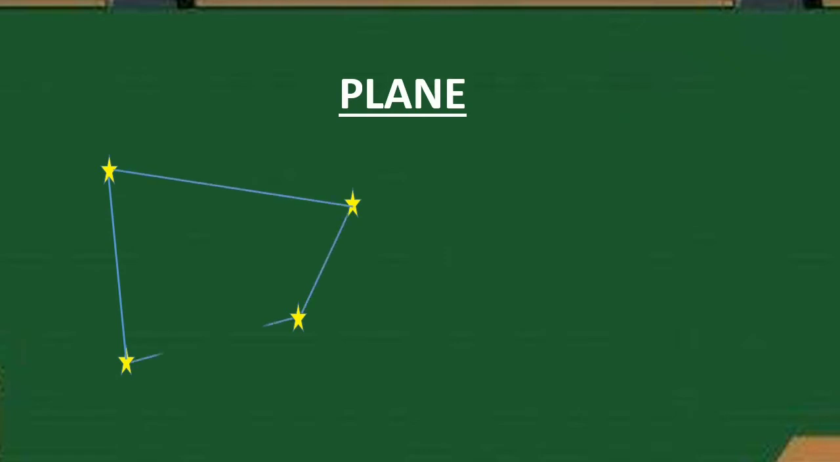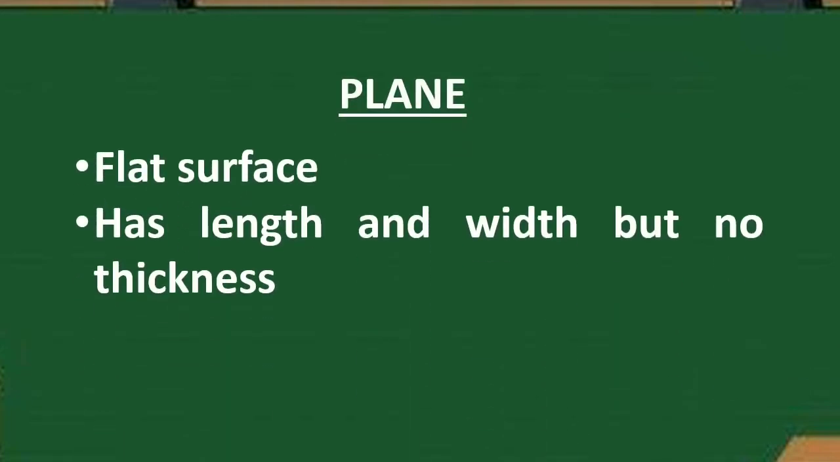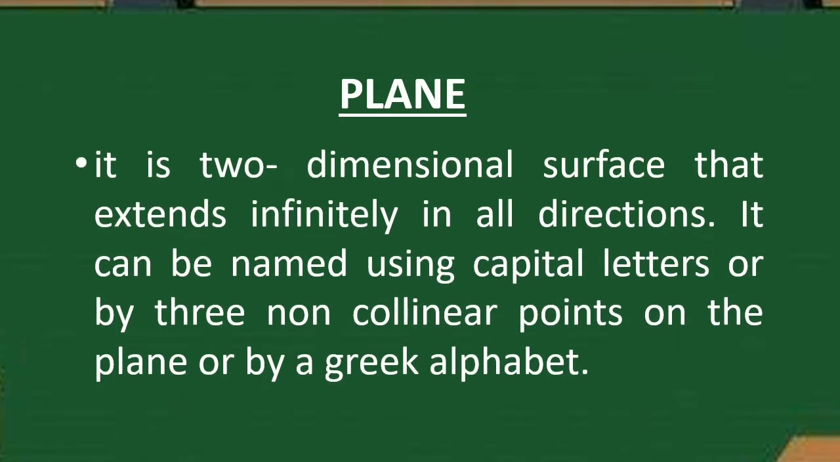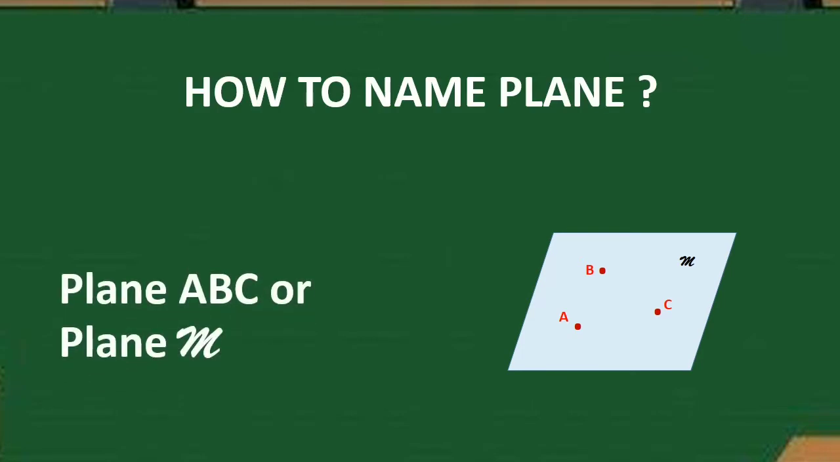And last but not the least, among the undefined terms in geometry is the plane. Let's go back to our previous example of a plane. If we connect the 4 stars, it can form a plane. So how do we define a plane? A plane is a flat surface. It has length and width but no thickness. It is a two-dimensional surface that extends infinitely in all directions. It can be named using a capital letter, or by 3 non-collinear points on the plane, or by a Greek letter.